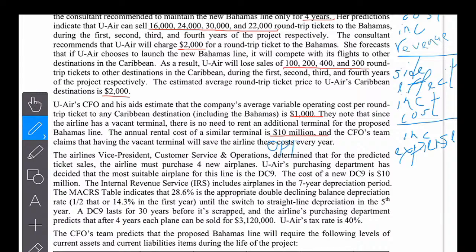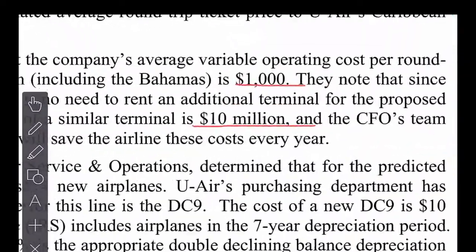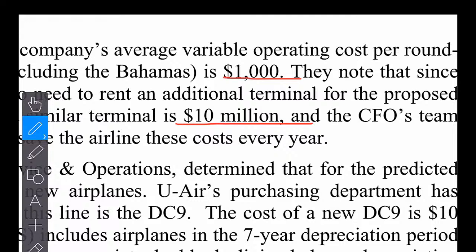And you can't see that, can you? I'll make it bigger. $10 million is known as opportunity cost. And it's an incremental cost. It's an incremental cash flow that has to go into our analysis.